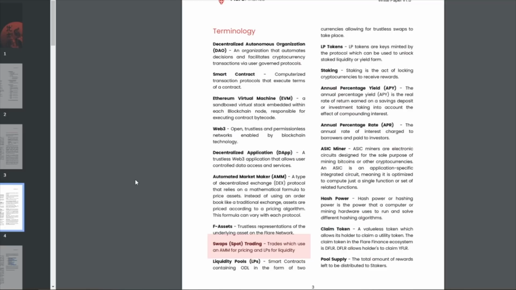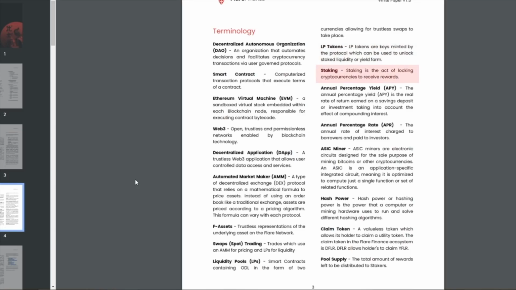Swaps, or spot trading. These are trades which use an automated market maker for pricing and liquidity pools for liquidity. Liquidity pools, or LPs. These are smart contracts containing on-demand liquidity in the form of two currencies, allowing for trustless swaps to take place. Now, from liquidity pools, you will get liquidity pool tokens. Liquidity pool tokens are keys minted by the protocol which can be used to unlock staked liquidity or yield farm.